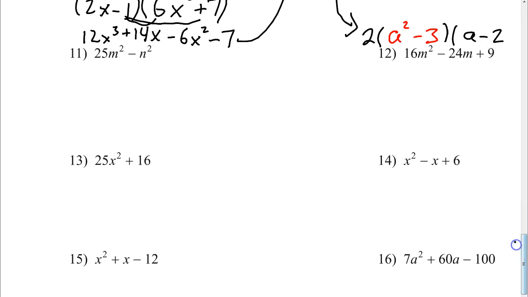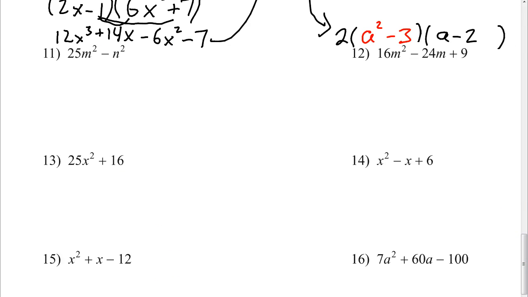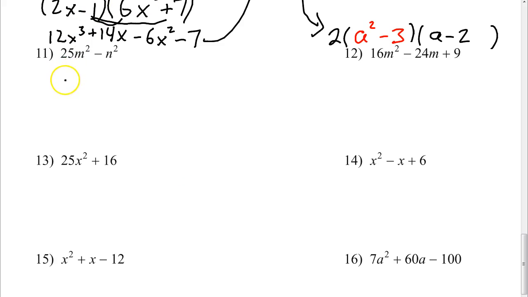Number 11 we're on here. Okay. So no GCF, 2 terms, and I see a bunch of squares plus a perfect square 25, which is a hint, probably a difference of squares. So 25m to the second can be rewritten as 5m times 5m, or 5m to the second. And n squared is just the same. Don't need to do anything there. So I know my 2 terms are going to be 5m and n.